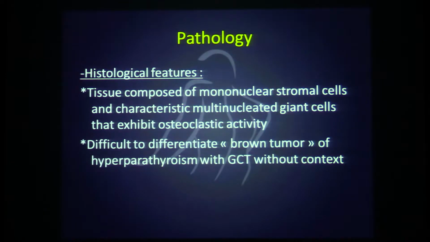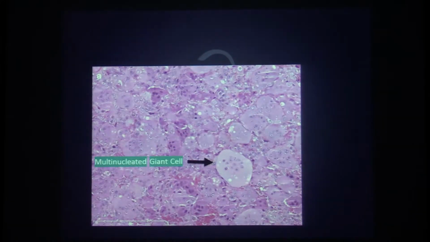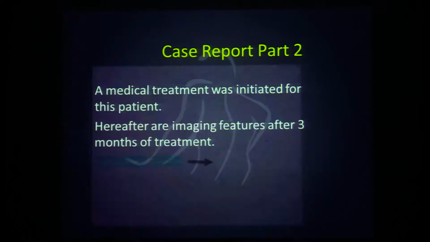In pathology, we can see a tissue composed of a mononuclear stromal cell and characteristic multinucleated giant cells that exhibit osteoclastic activity. And it's very difficult to differentiate from brown tumor without any context because both of the tumors are really alike. So this is one of the multinucleated giant cells we can see very well here.